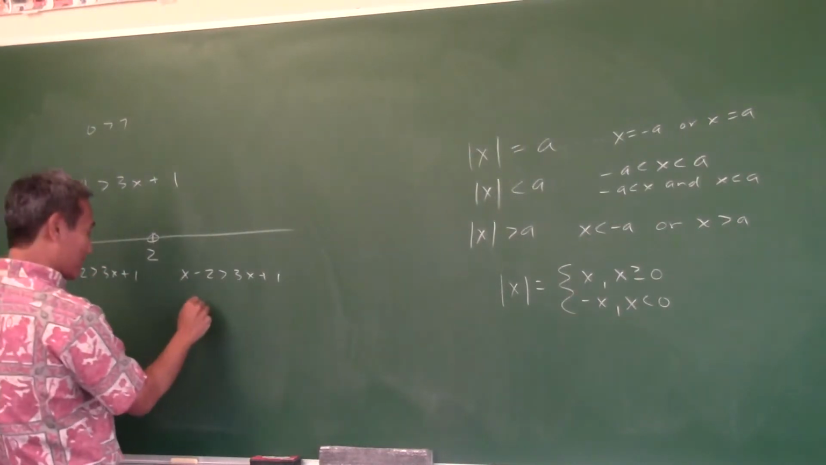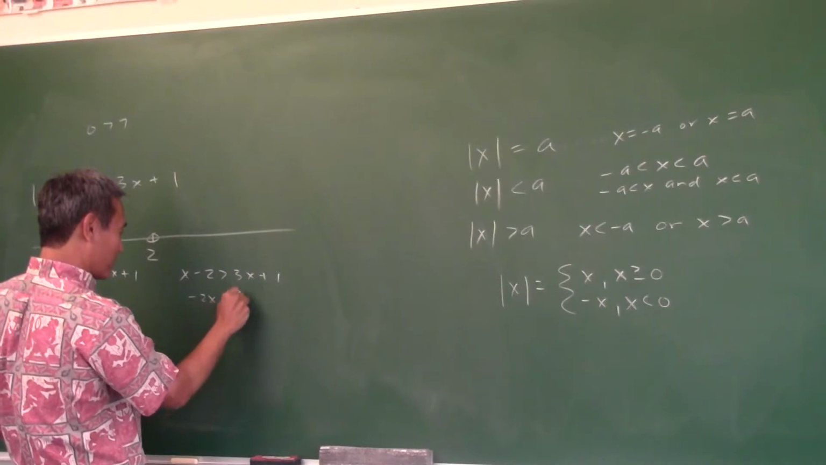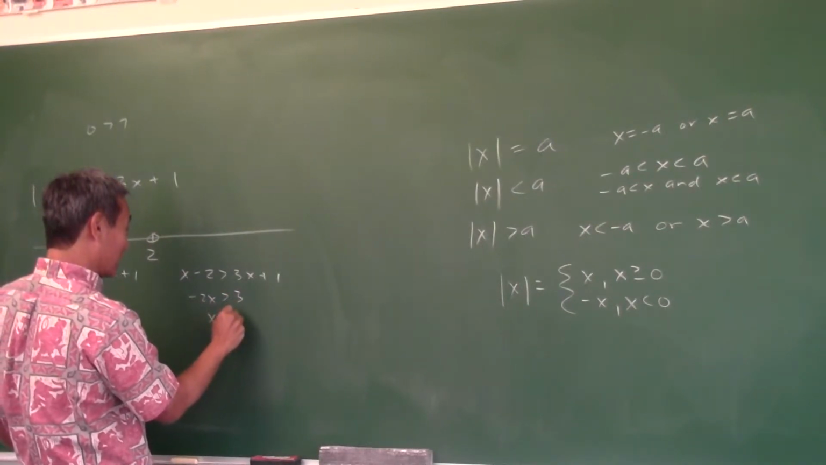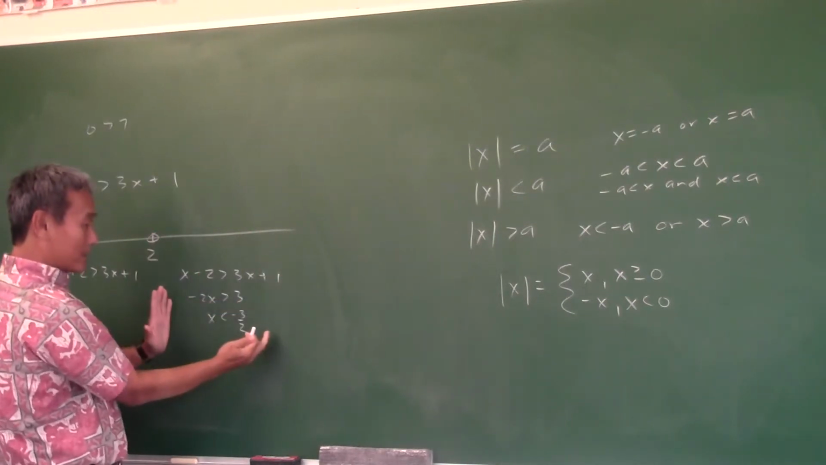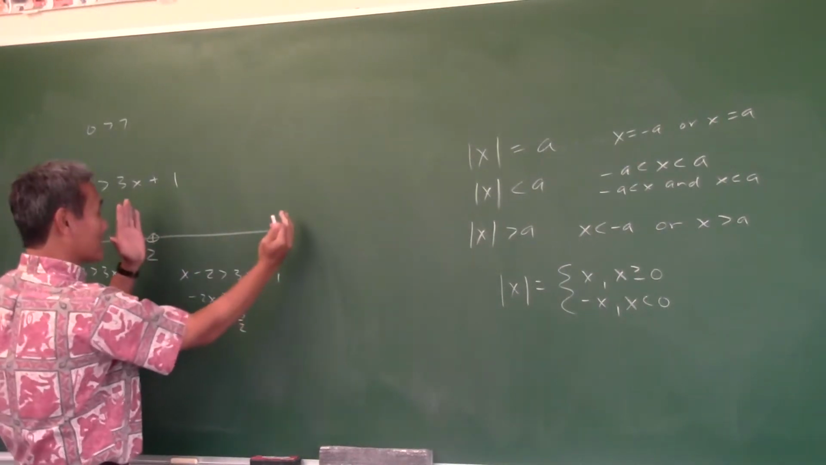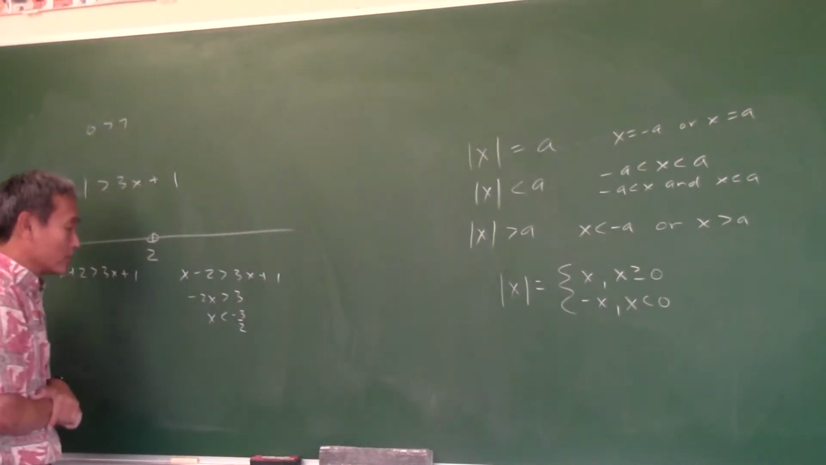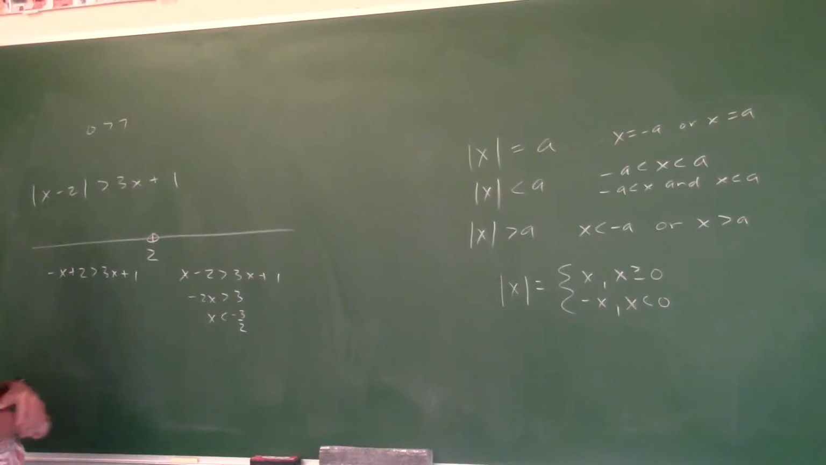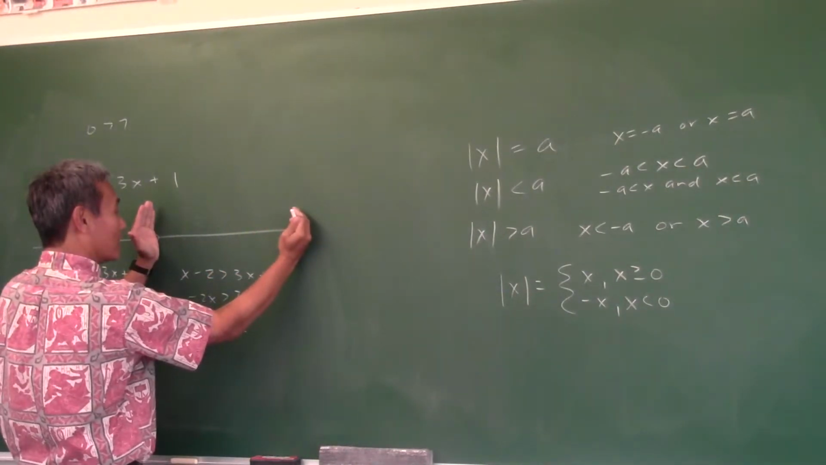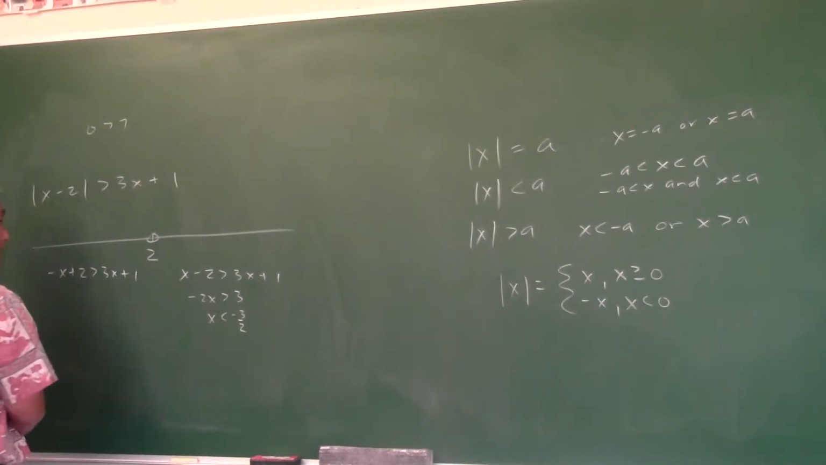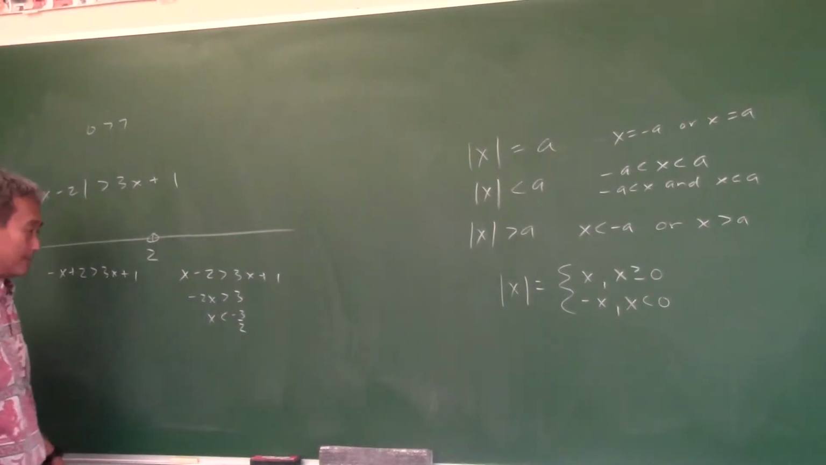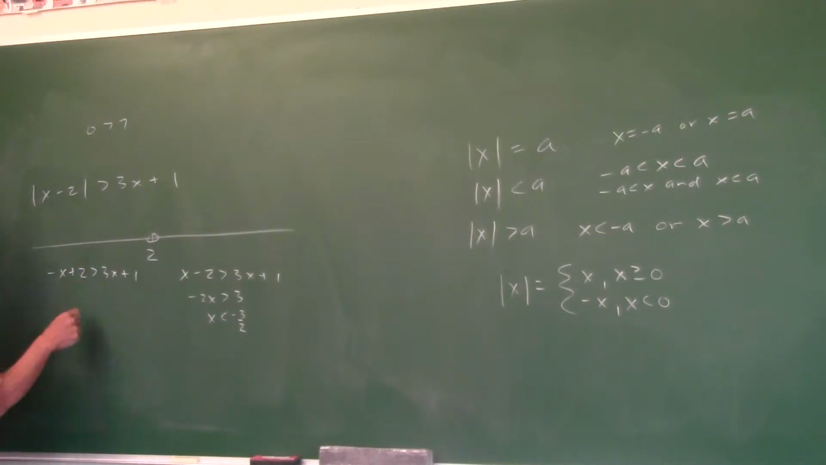Solve this inequality. So this is negative 2x is greater than 3. x is less than negative 3/2. So this inequality that we wrote here only applies on this interval here. So how do you graph x is less than negative 3/2 on this interval right here? You can't, because negative 3/2 is over here and it's going to be to the left. So there's nothing there.